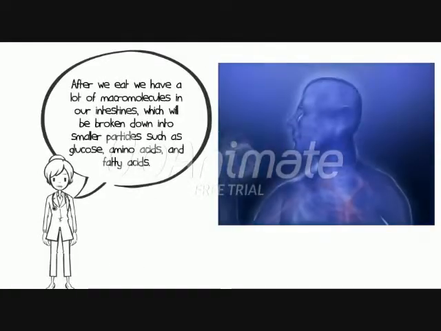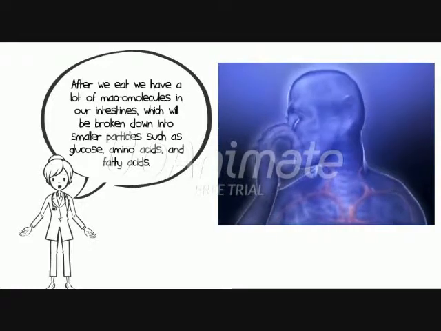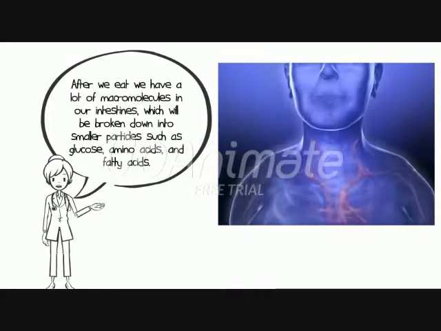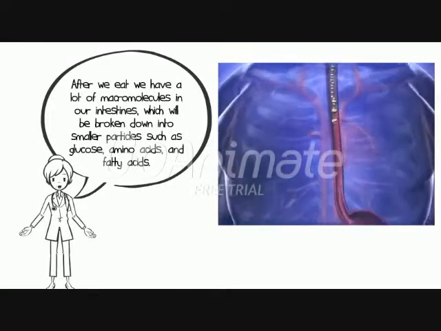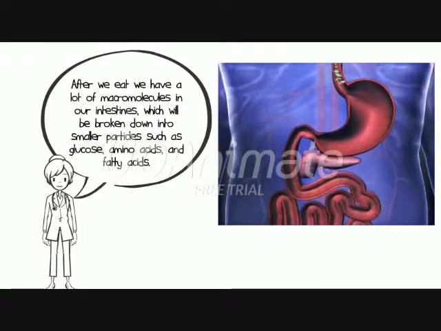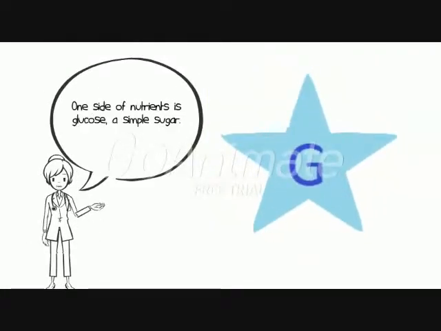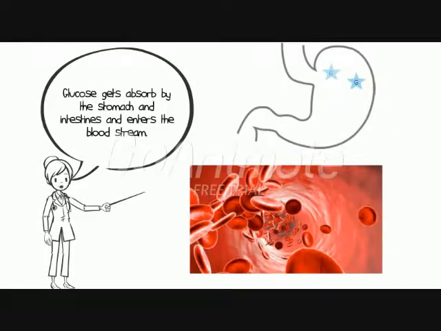After we eat, we have a lot of macromolecules in our intestines, which will be broken down into smaller particles such as glucose, amino acids, and fatty acids. One side of nutrients is glucose, a simple sugar. Glucose gets absorbed by the stomach and intestines, and enters the bloodstream.